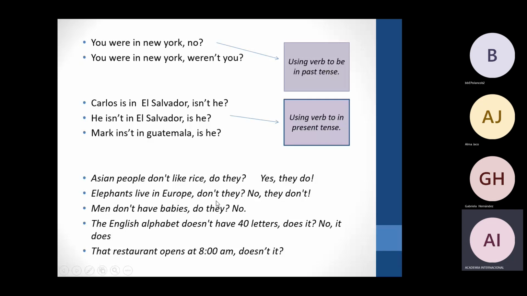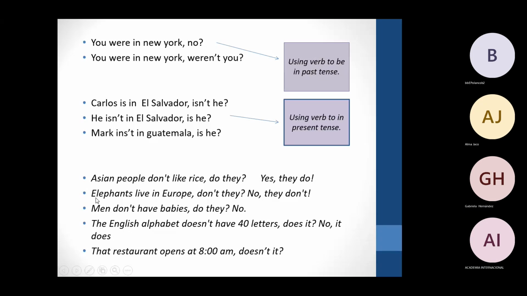Elephants live in Europe, don't they? I'm talking about animals, yeah. But it doesn't mean that just because they are animals, I'm going to use doesn't it? Because I'm talking in plural. So we have to pay attention in that. That's why I must use the personal pronoun they, el pronombre personal they.